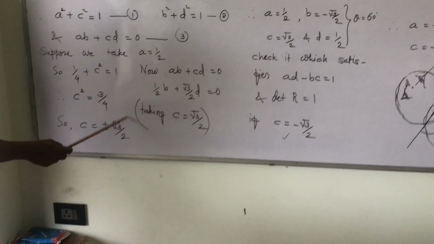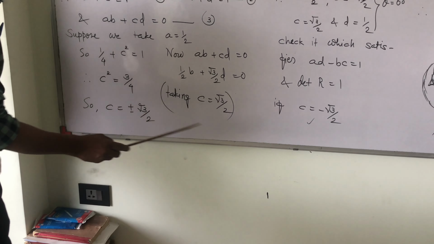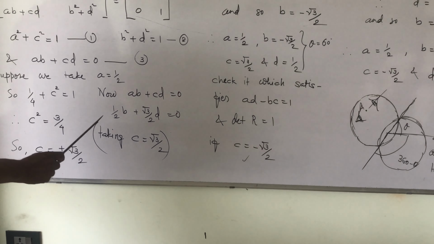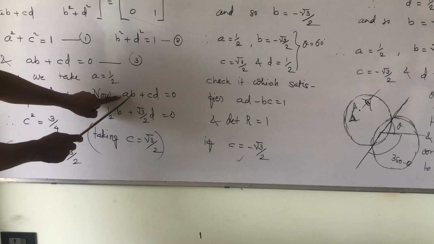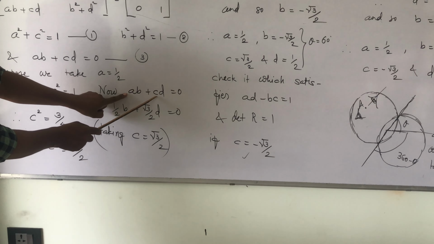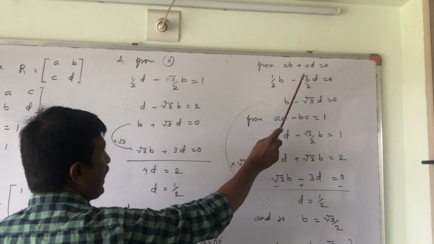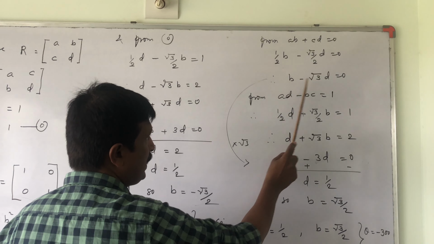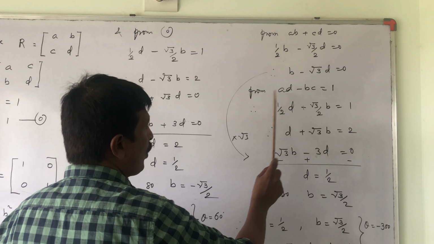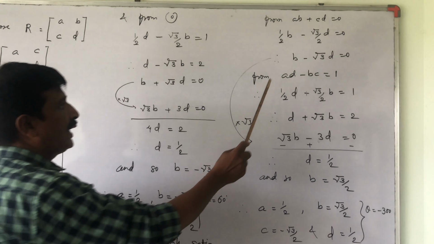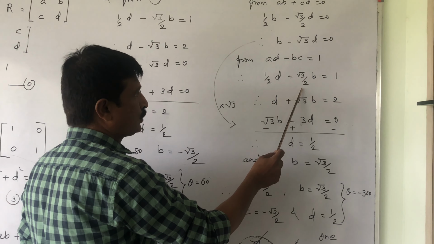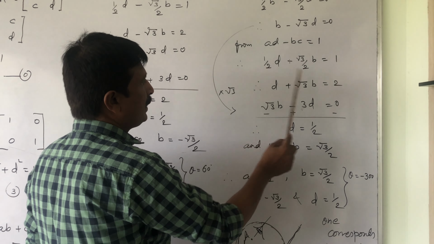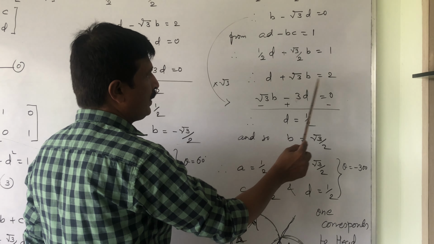Now, if we take C equal to minus root 3 by 2, in the equation AB plus CD equals 0, with A half and C minus root 3 by 2, we get half B minus root 3 by 2 D equal to 0. Multiplying by 2, we get B minus root 3D equal to 0. From AD minus BC equal to 1, if we put A equal to half and C equal to minus root 3 by 2, we get half D plus root 3 by 2 B equal to 1. Therefore, multiplying this by 2, D plus root 3B is 2.